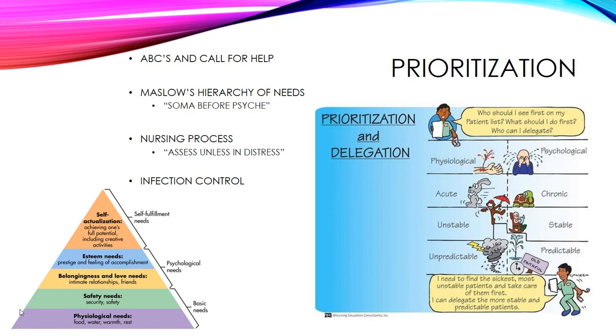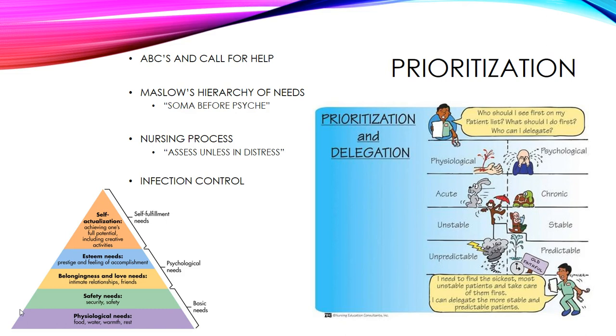So I mentioned Maslow's hierarchy of needs already. Again, your physical needs come first. Another way that people call it is soma before psyche, your physical needs before your psychological or psychosocial needs. So your physical needs, your safety and security, things like that are priorities. And don't forget that also includes things like risk for falls and safety, whether it be mental health. Safety also includes infection risk. So washing your hands, for instance, is a priority because it helps with that safety, which is a physical need.